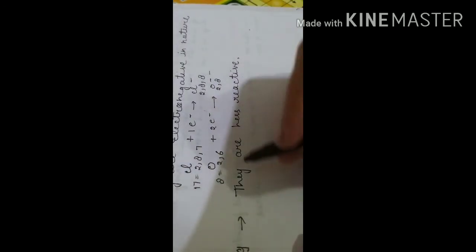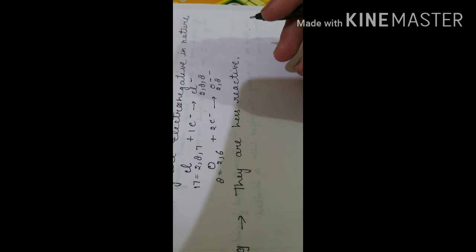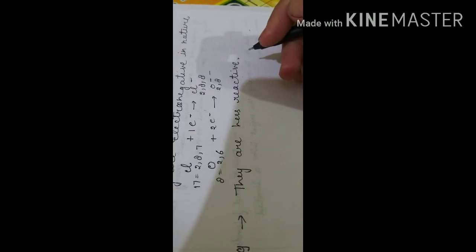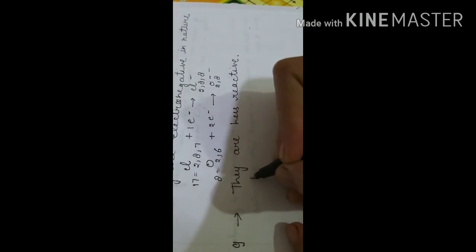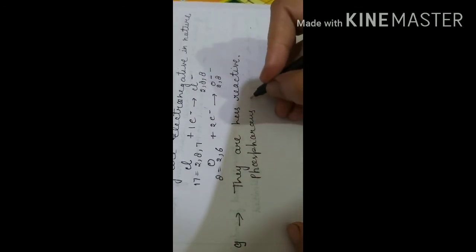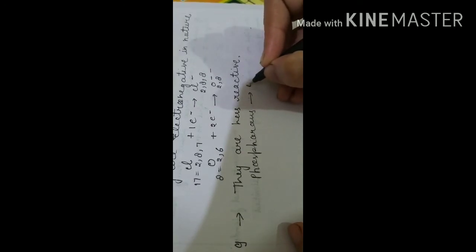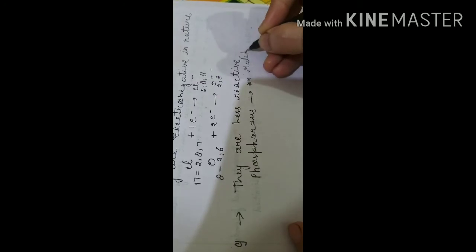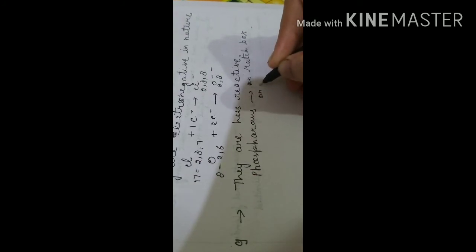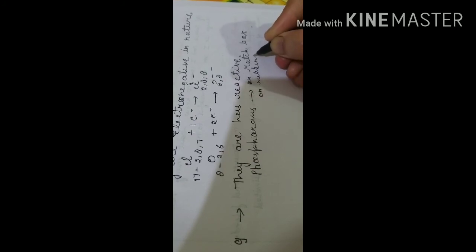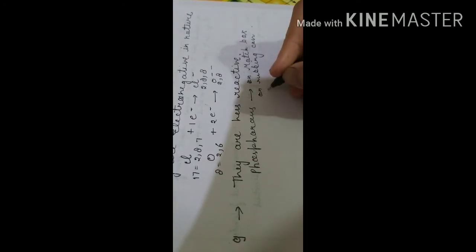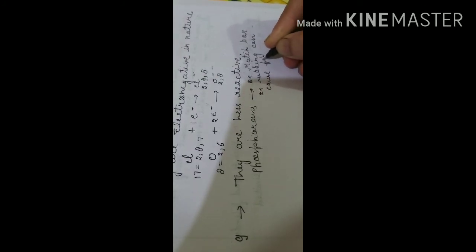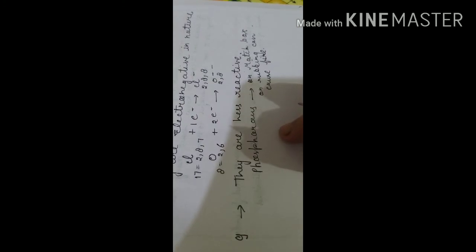Now the next point, they are less reactive. Normally it is said that all the non-metals are less reactive in nature, but here you must know that phosphorus is a non-metal which is highly reactive. It is used on the matchbox or on the matchstick. You have all seen that on simple rubbing it can cause fire. So we must know that it is a highly reactive non-metal, but the rest of the non-metals are less reactive.